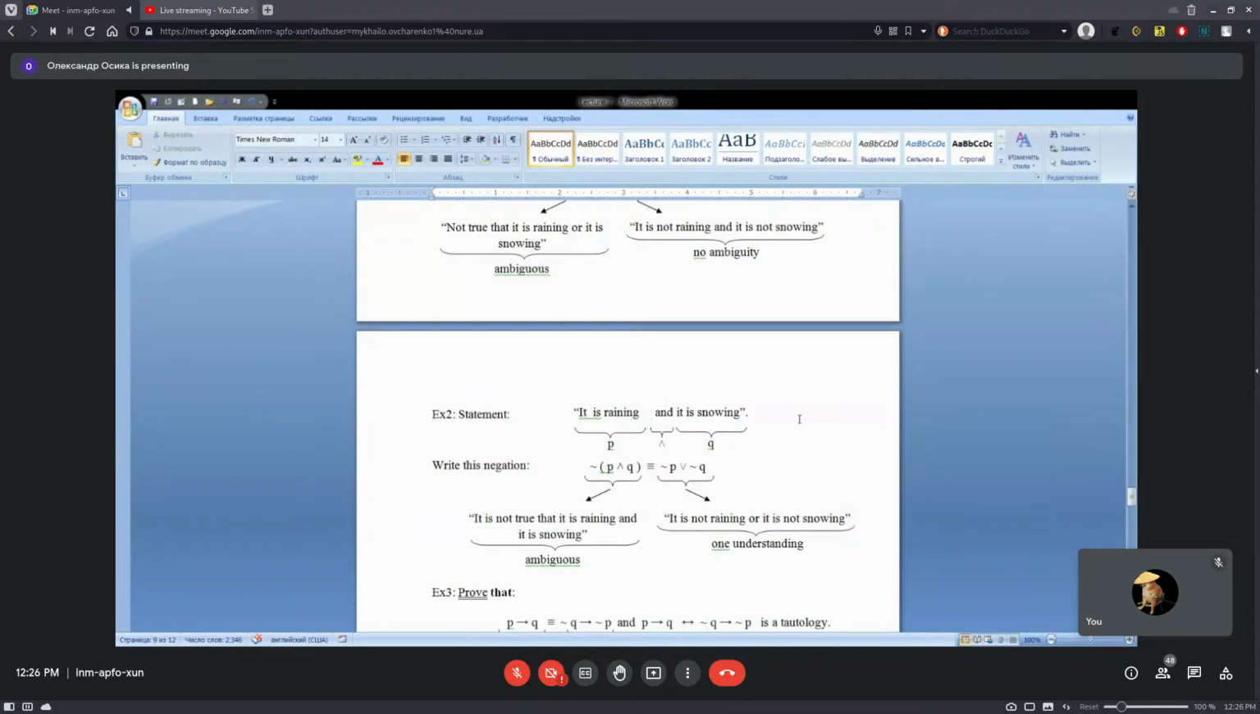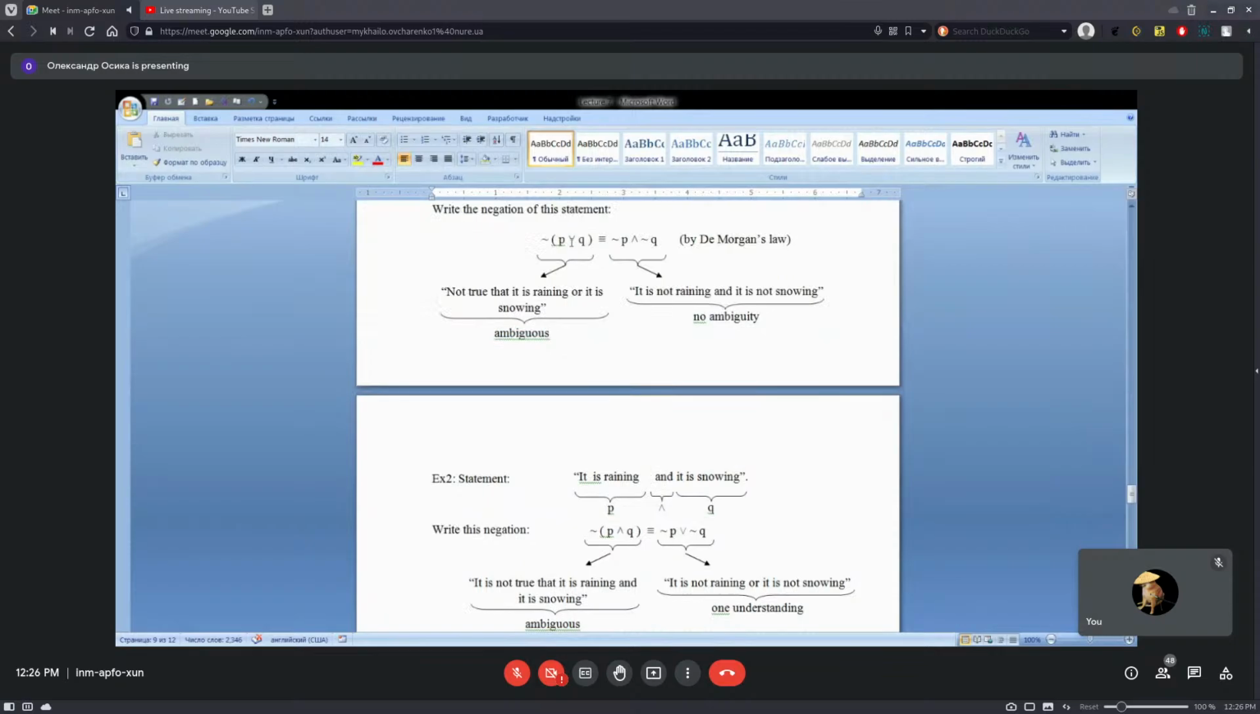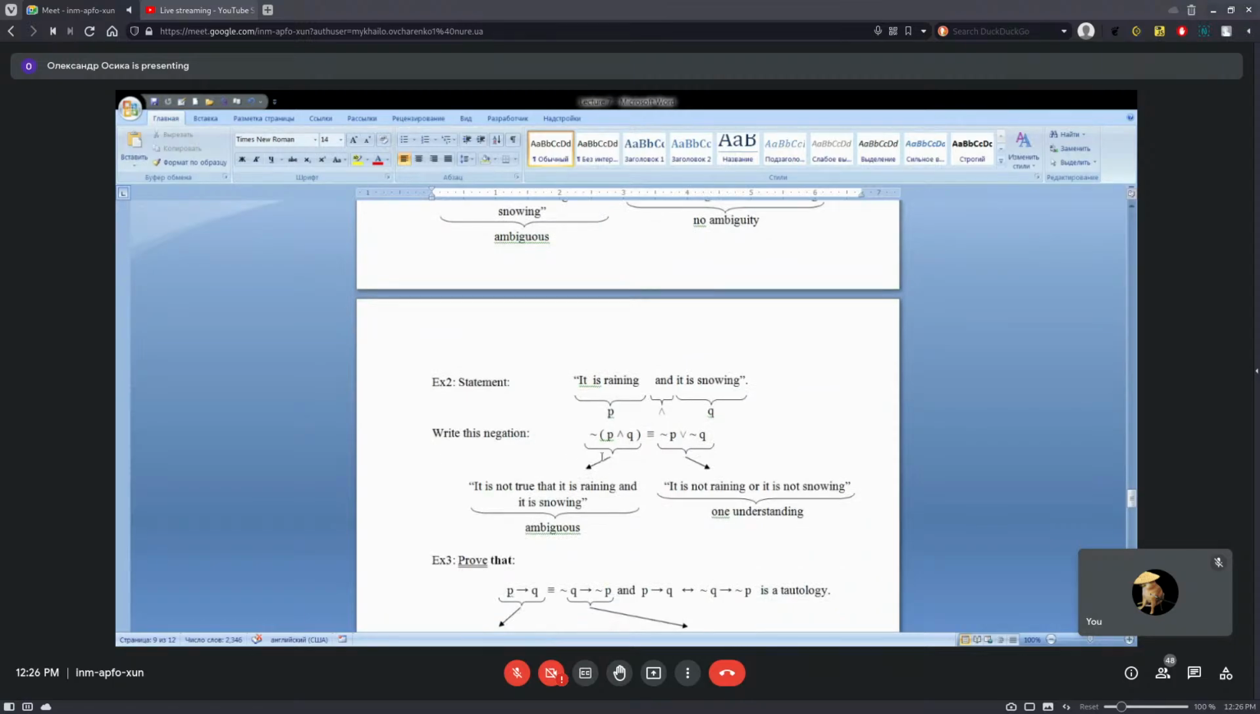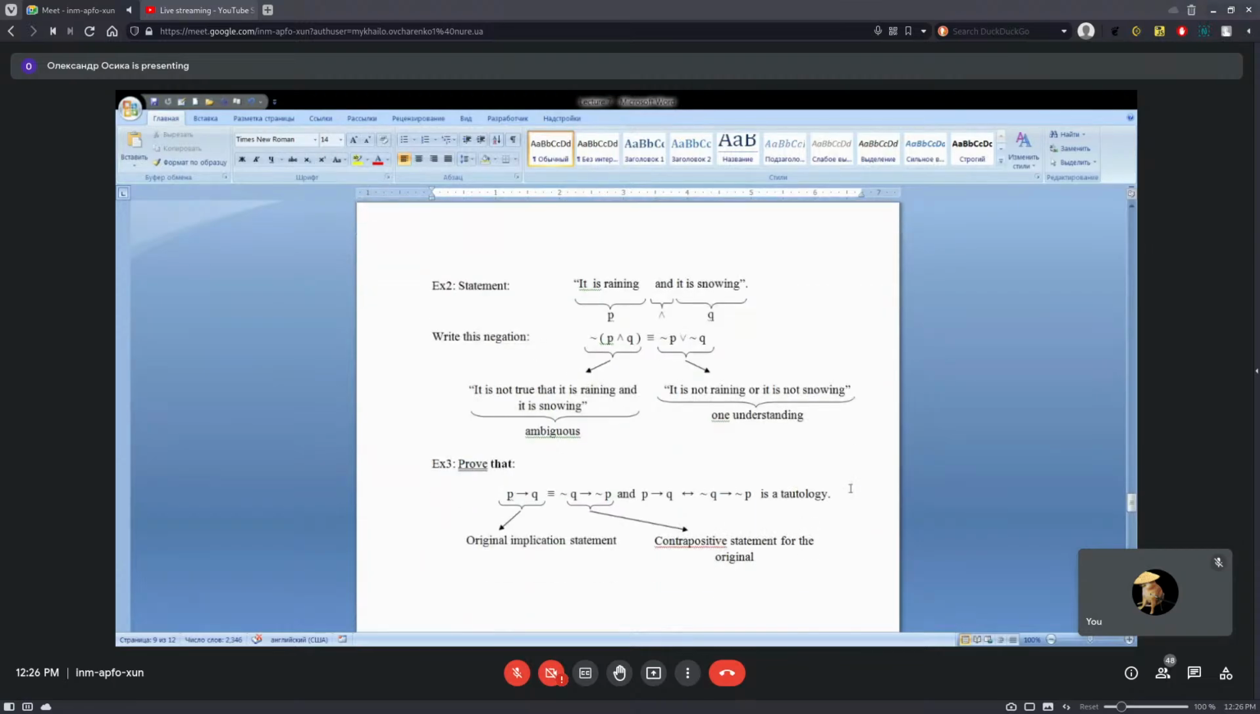Statement: it is raining and it is snowing. Here it was with negation. Its negation, not P and Q: it is not true that it is raining and it is snowing. Again, for the same reason, it is ambiguous. There is not one way to understand it. What do we mean? But if we transform it in an equivalent way, by De Morgan law, not P or not Q, it is not raining or it is not snowing. Then there is one understanding.